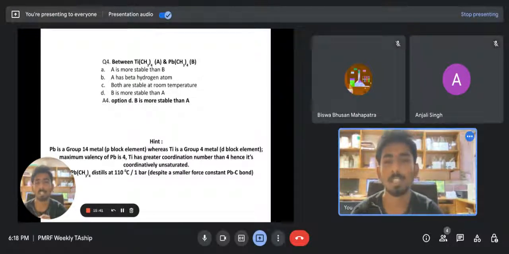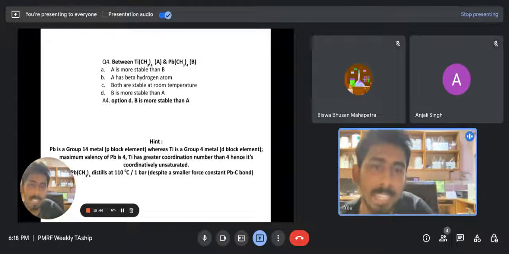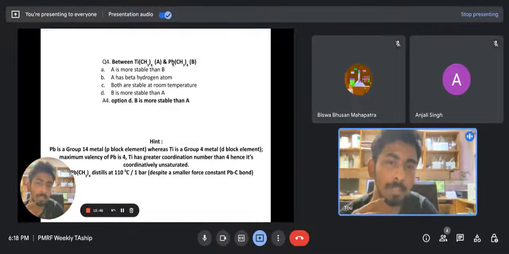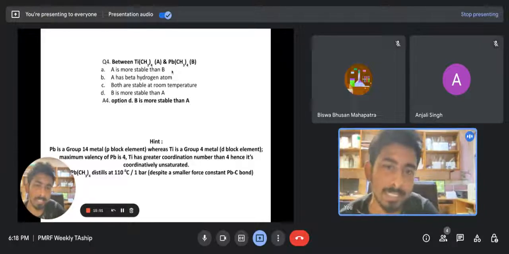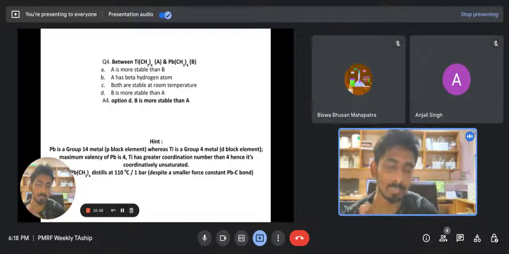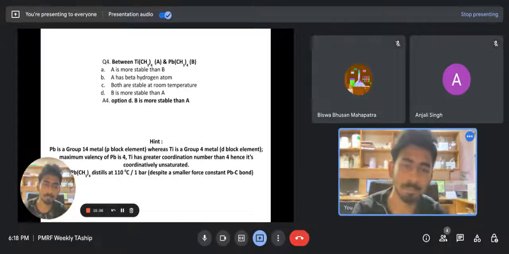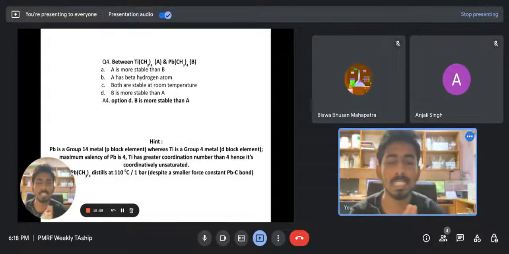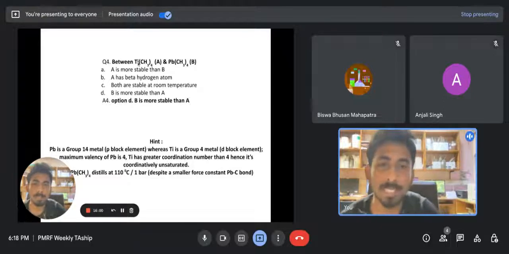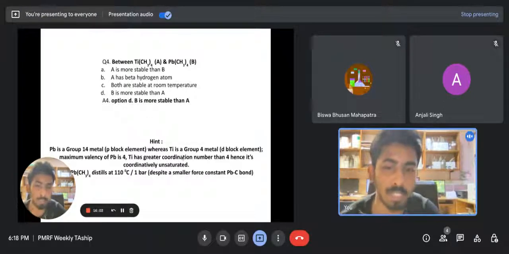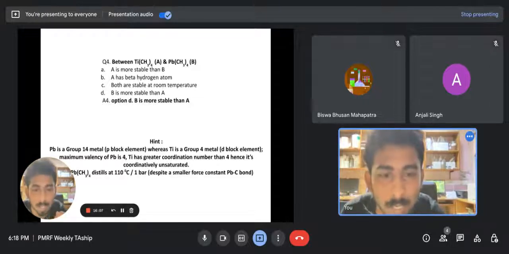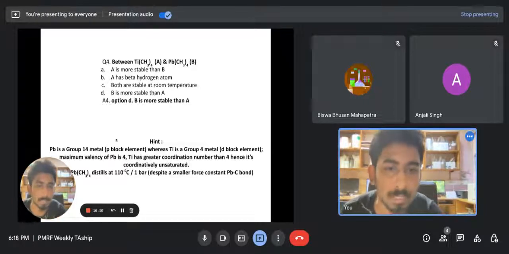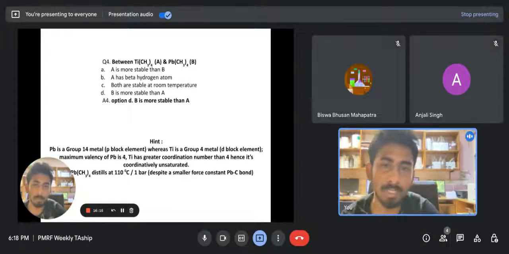So you know that lead is not a transition metal atom because lead comes in the p block. It is a group 14 metal atom. There is carbon, then after germanium, tin, lead. But titanium is a 3d metal and it's a group 4 metal. Lead is a p block element, and titanium is a d block element. This is a basic difference between titanium and lead.